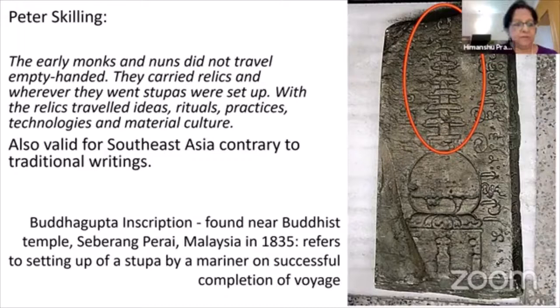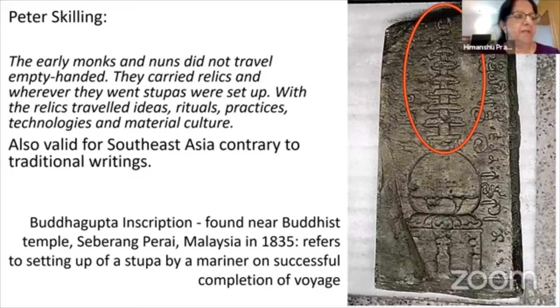The inscription that you see on the right is now in the Indian Museum in Kolkata. It's known as the Buddha Gupta inscription. It was found near a Buddhist temple in Seberang Perai, Malaysia in 1835. And it refers to the setting up of a stupa by a mariner from Bengal on the successful completion of a voyage. Other such inscriptions have also been found, such as the one from Kampong Sungai Mas, Kedah, which was found in 1980.